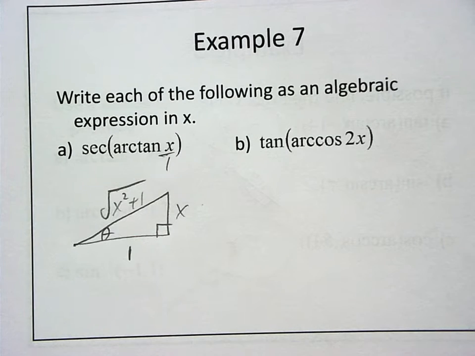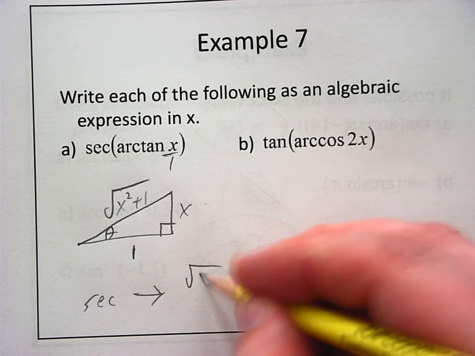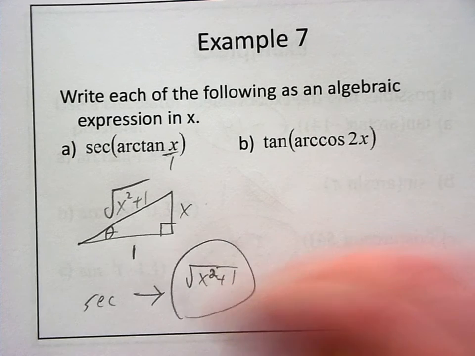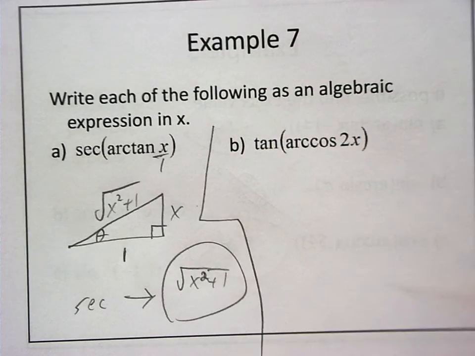Secant, well, which one is that reciprocal of? Cosine. And cosine is, so secant is hypotenuse over adjacent. So what's the hypotenuse? Square root of x squared plus 1 over 1. So my answer is square root of x squared plus 1. They're going to be pretty answers, but it's getting used to the algebraic manipulation on top of everything. So it allows you to generalize to many more situations.